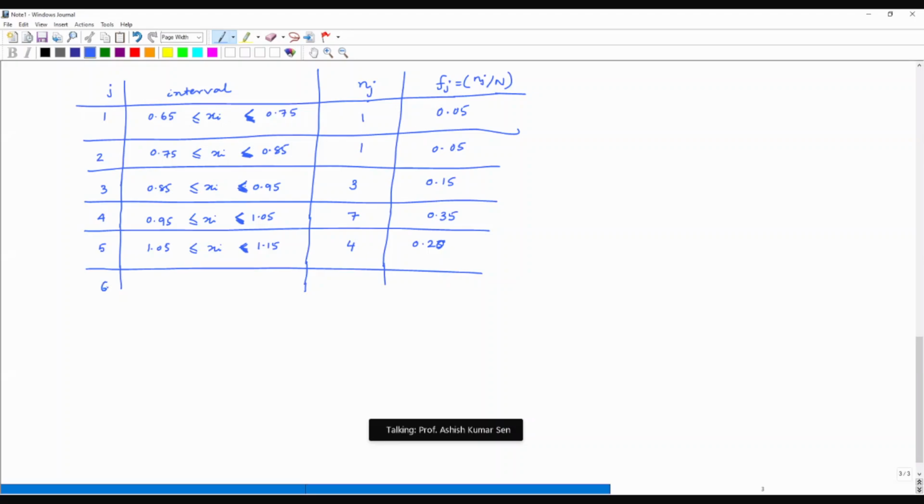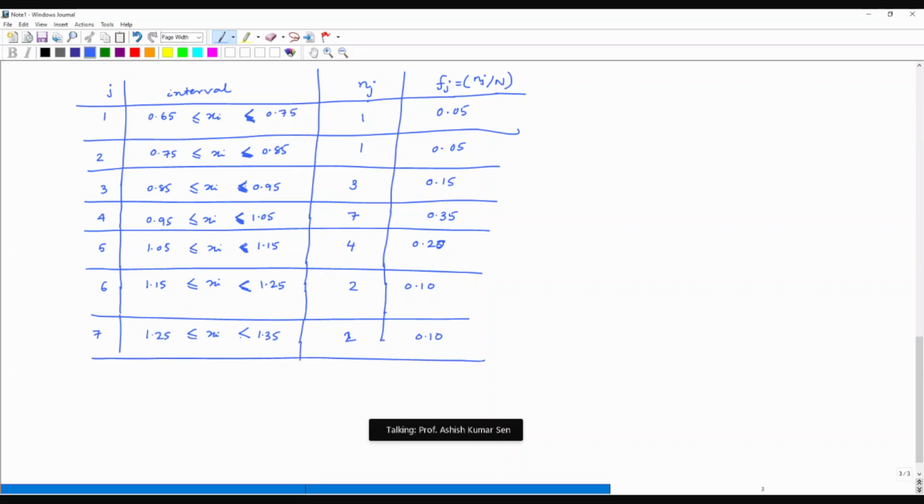Now number 6, that is 1.15 ≤ xi < 1.25. That is 2, so 0.10. And the final interval, that is 7, 1.25 ≤ xi < 1.35. We have only 2, so 0.10. So there are certain things that you need to check.